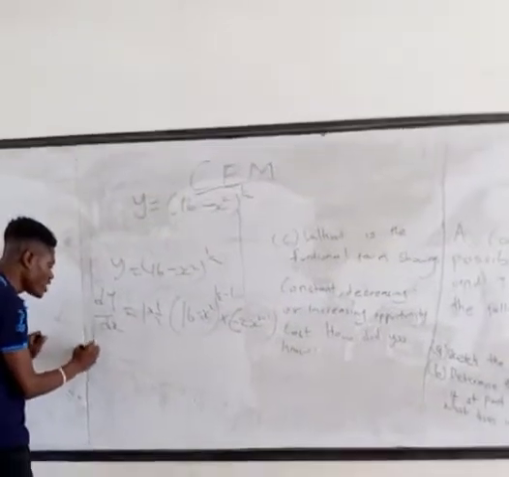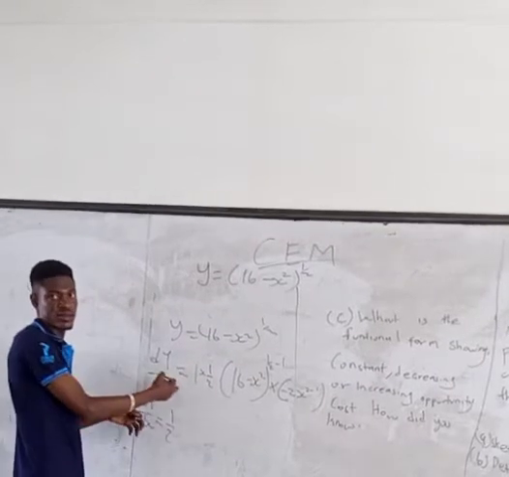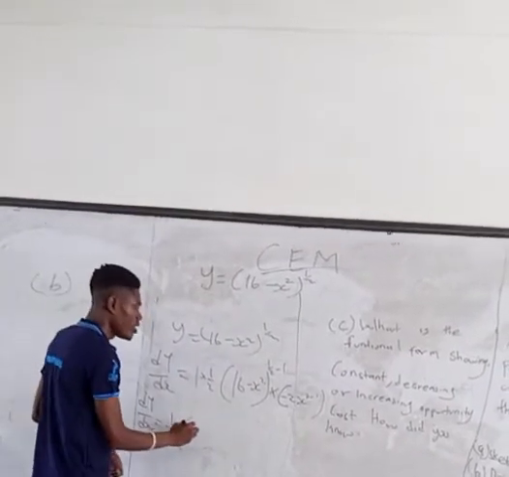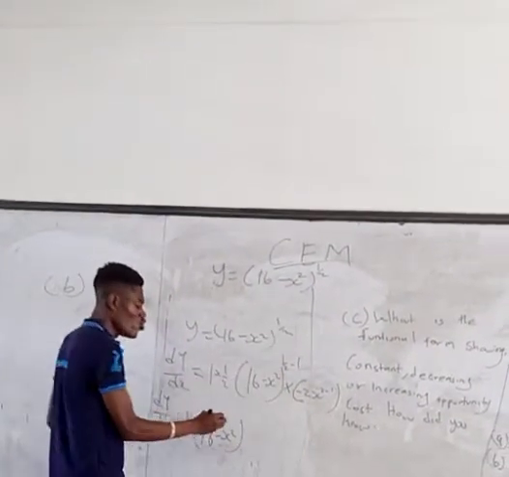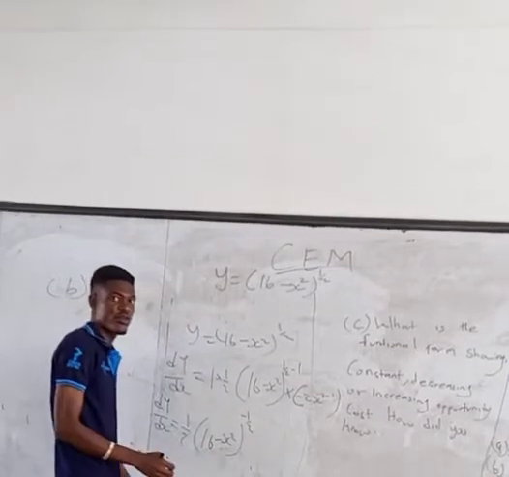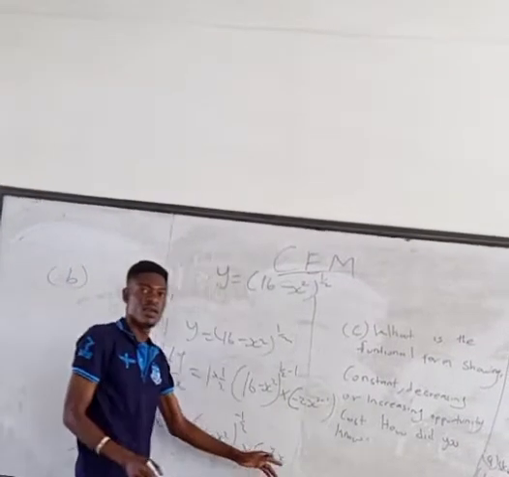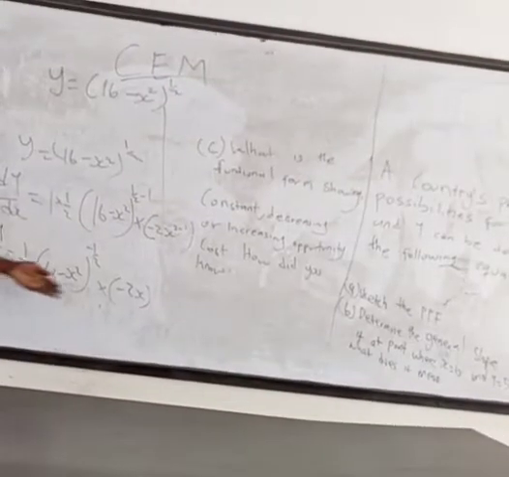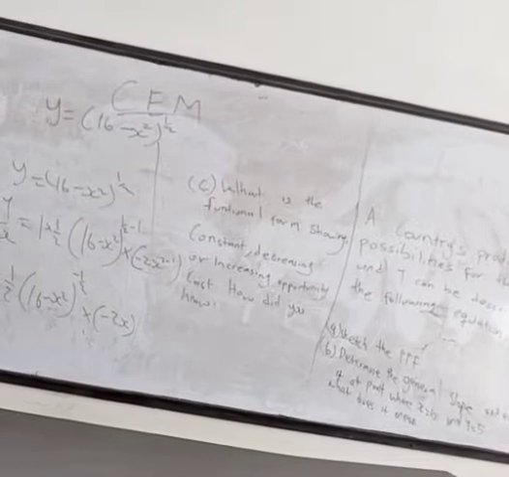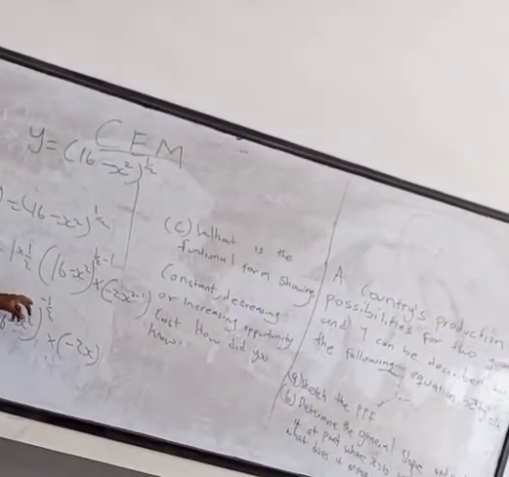So we have dy on dx is equal to half, 1 times half is half, then we have our 16 minus x squared. Half minus 1 will be negative half. Then we have times negative 2x. So we have this as our result for the differentiation.